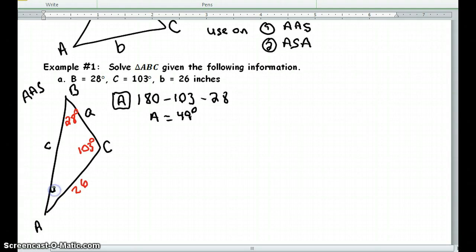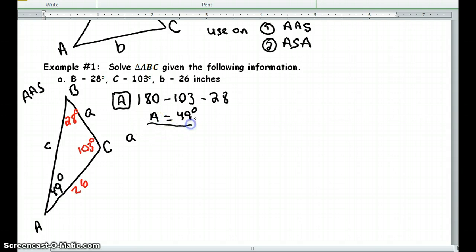And I'm going to write this here because I found it. And I'm going to have to use that in the rest of it. Sometimes you're forced to use information you find in the rest of the problem, and this is that situation. All right, I can find side A or side C next. I'm going to go ahead and find side A.